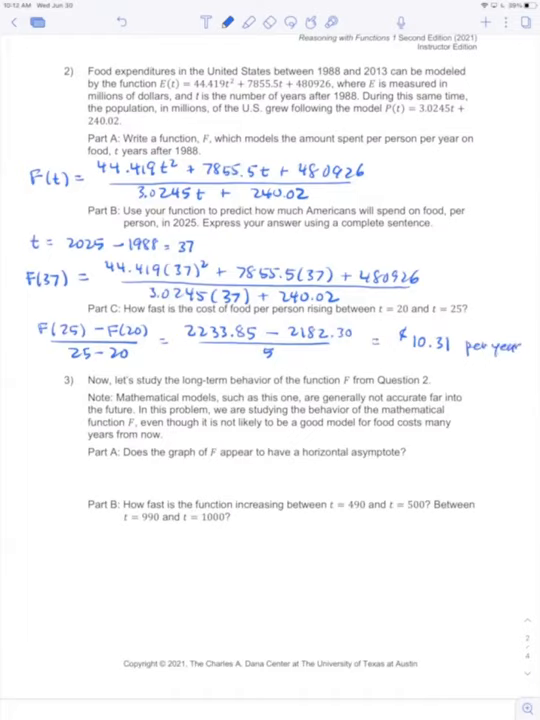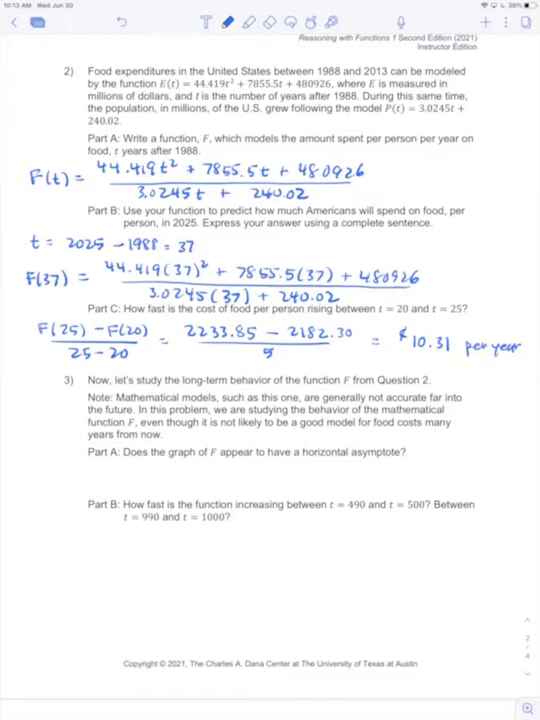Number 3. Now let's study the long-term behavior of the function f from question 2. Note, mathematical models such as this one are generally not accurate far into the future. In this problem, we are studying the behavior of the mathematical function f, even though it's not likely to be a good model for food costs many years from now. Part A, does the graph of f appear to have a horizontal asymptote? No, it doesn't. Part B, how fast is the function increasing between t equals 490 and t equals 500?